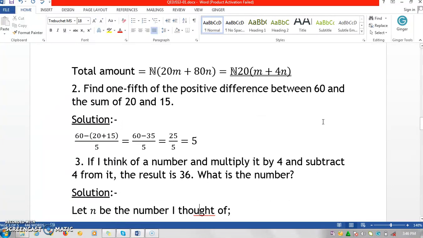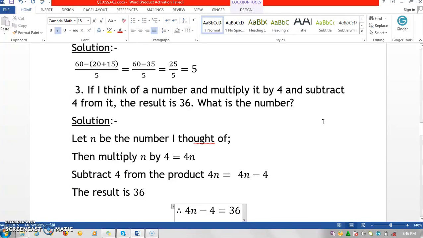1/5 of the positive difference between 60 and the sum of 20 and 15. The sum of 20 and 15 simply means 20 plus 15. And the positive difference between 60 and the sum means 60 minus the sum, where it is in brackets, 20 plus 15. Since we have to find 1/5, that is divided by 5. That is just to interpret what we have there. And after interpretation, we can easily solve, and we have 5.